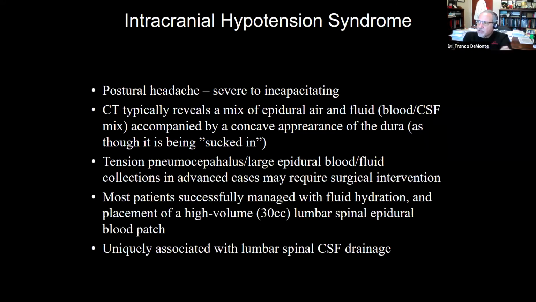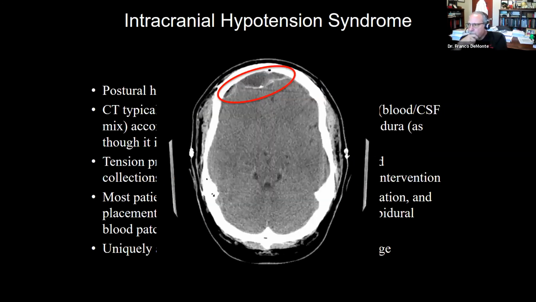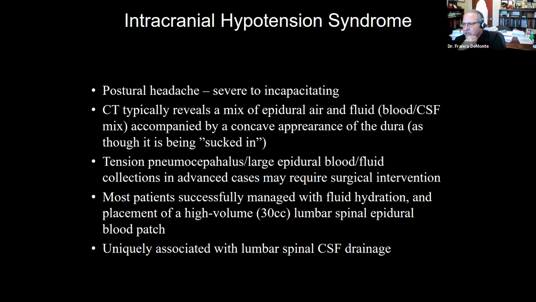The intracranial hypotension syndrome, in its most mild form, has some mild postural headache, but it could be so bad that the headache is severe, it's incapacitating. You do a CT scan on these patients, and typically you see a mix of epidural air and fluid, accompanied by a concave appearance of the dura like that. And in its worst form, it could be a tension pneumocephalus with a large epidural blood or fluid collection. And in those cases, it requires surgical intervention. But most patients were managed with fluid hydration and placement of a high volume lumbar spinal epidural patch. And as I said, this complication is uniquely associated with lumbar spinal CSF drainage.